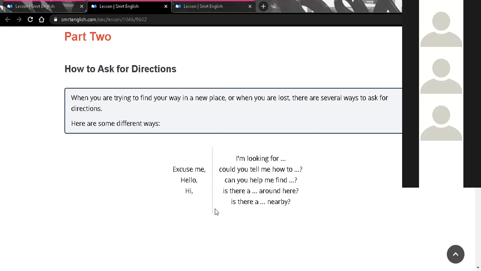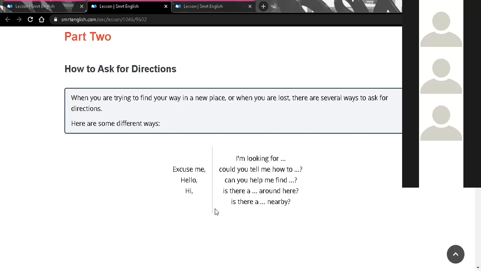This part is like, before we go to the question, we first need to let the person know we need help, right? We don't just get to the person and ask. We have to say it first: hey, hello, hi, or excuse me, and then ask. I'm looking for, estoy buscando. Could you tell me how to, o sea, ¿me puedes ayudar para ver cómo llegar a?